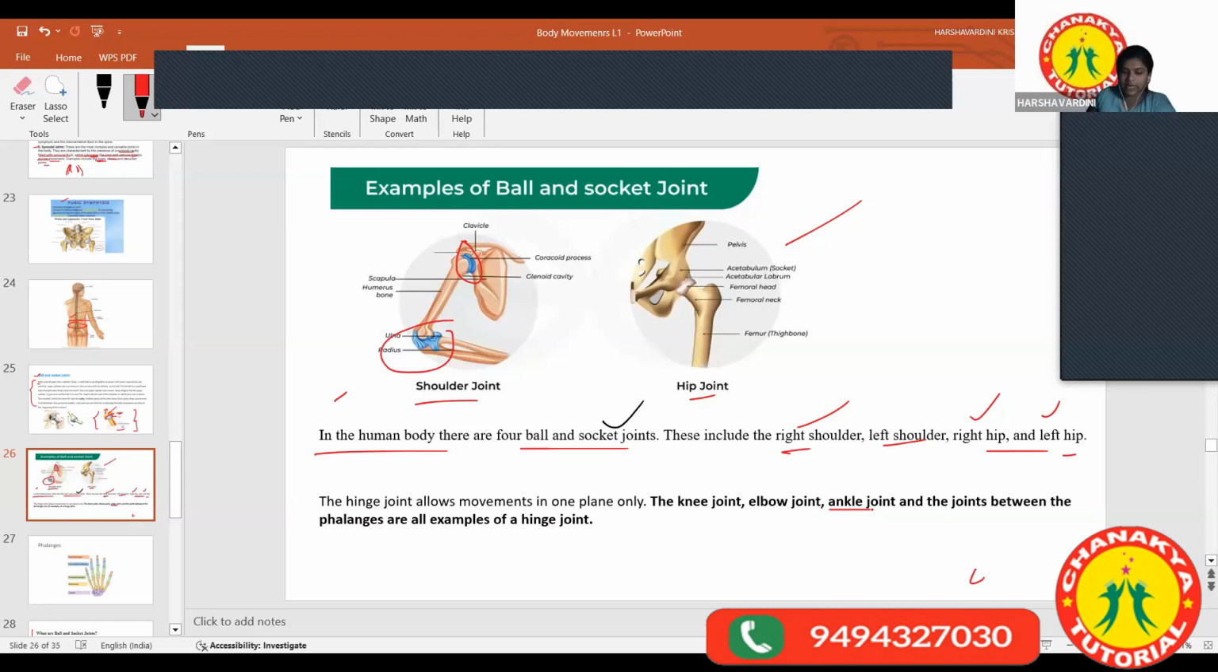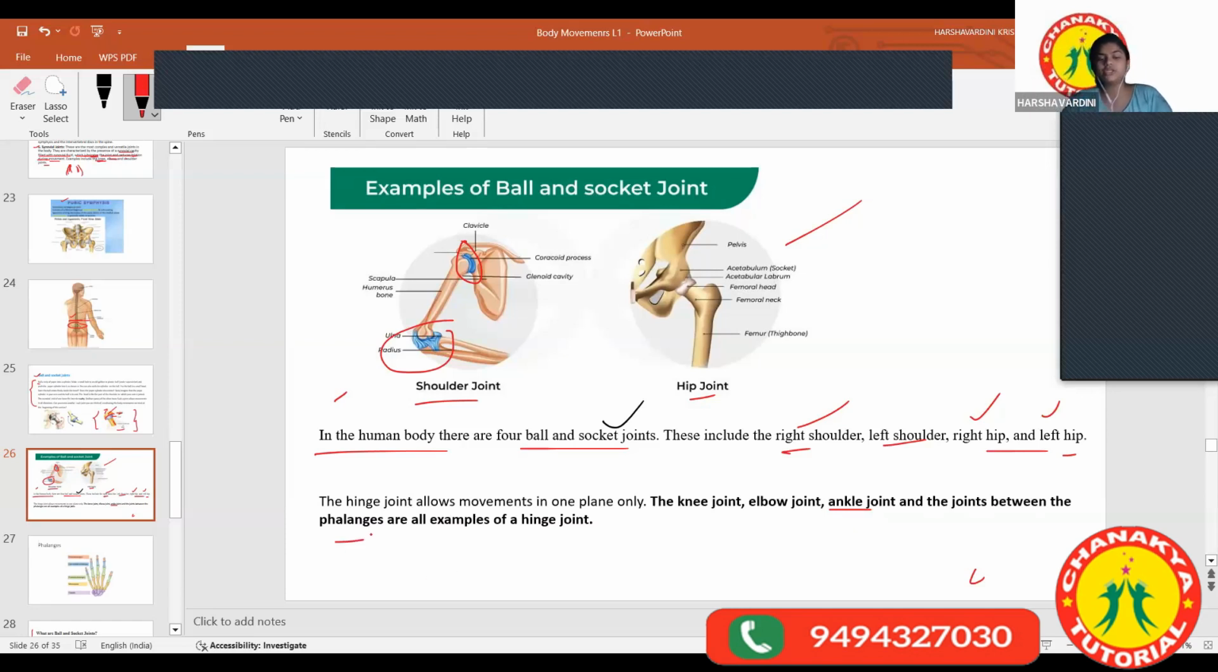So basically, there also only one plane movement is possible. You cannot make your ankle like this, right? Remember, you can move right, left, you can do up, but not fully down, you can't do, right? So only one axis is possible there also.